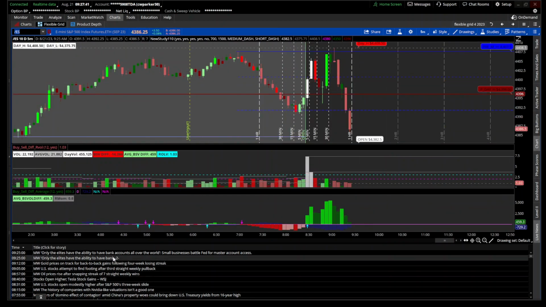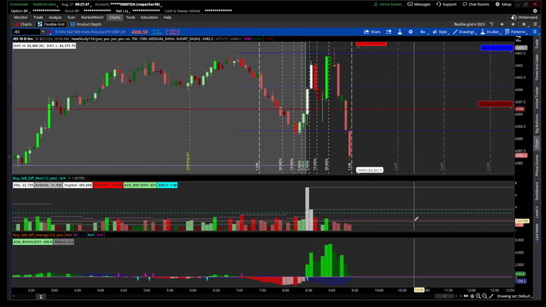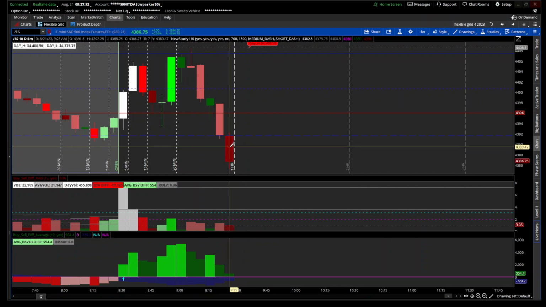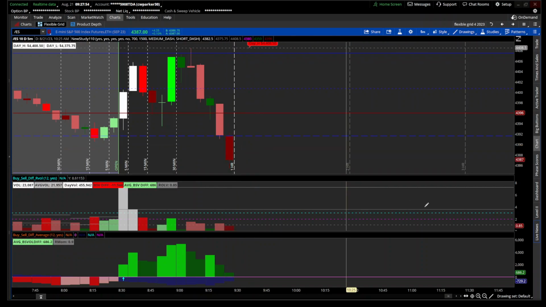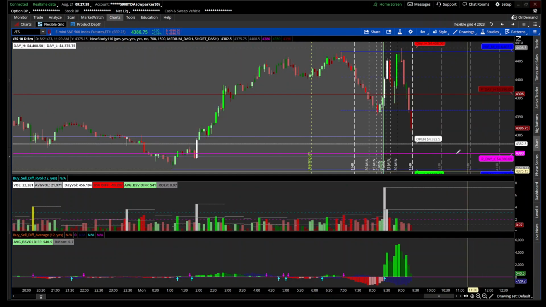Bank accounts all over the world, small battle. But I just recognize that everything is going to be very volatile for the Fed meeting on Thursday and Friday. But this is the indicator.